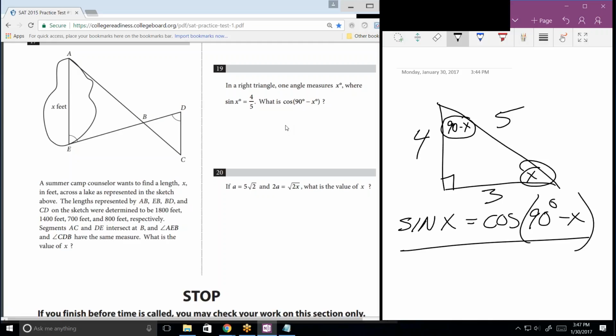It would have really been a better problem if they'd said sine of X is equal to 4/7. What's the cosine of 90 minus X? Then they'd have made it a harder problem, because then you would have almost had to know this cofunction property.